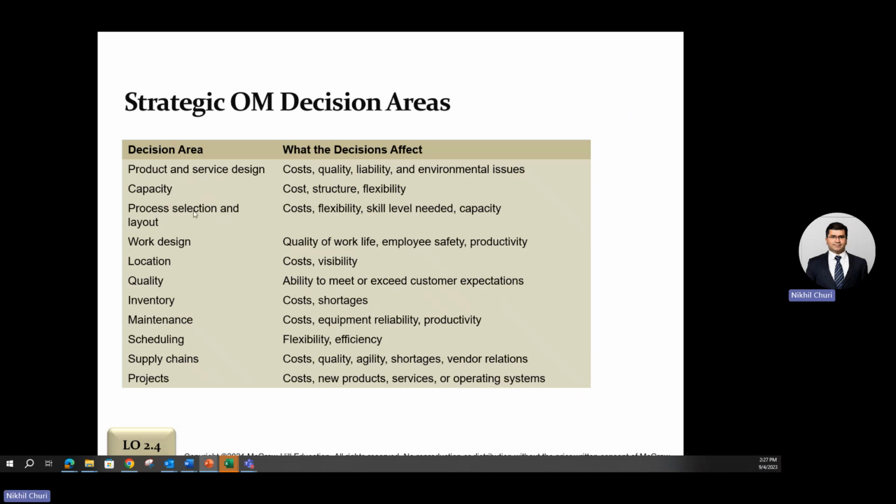Next one is your process selection and layout. We'll be learning, there is a whole topic on this. Same is the case with work design. Then location, quality, inventory, maintenance, scheduling, supply chain, and projects. So these are the key areas and these are the benefits and what areas it affects with respect to the decision.